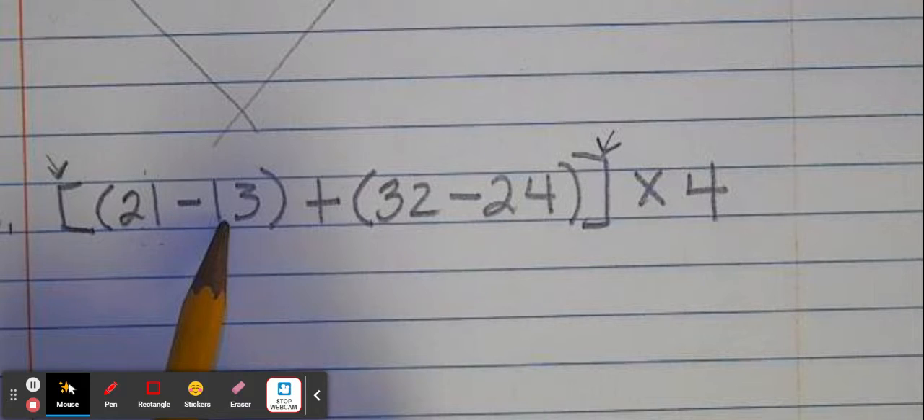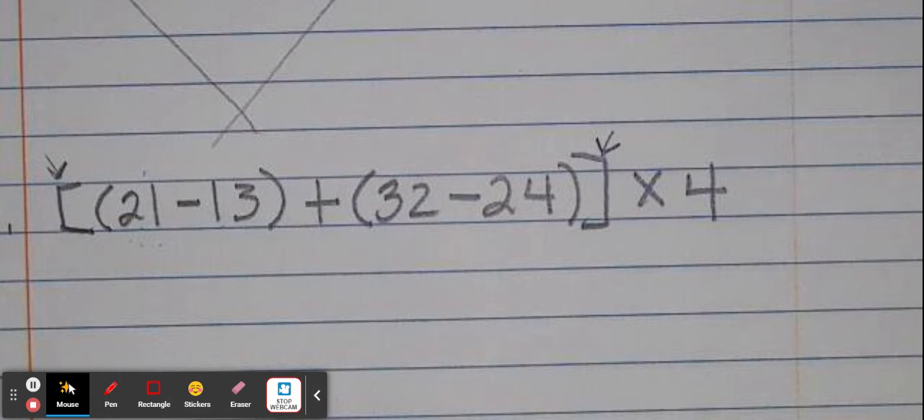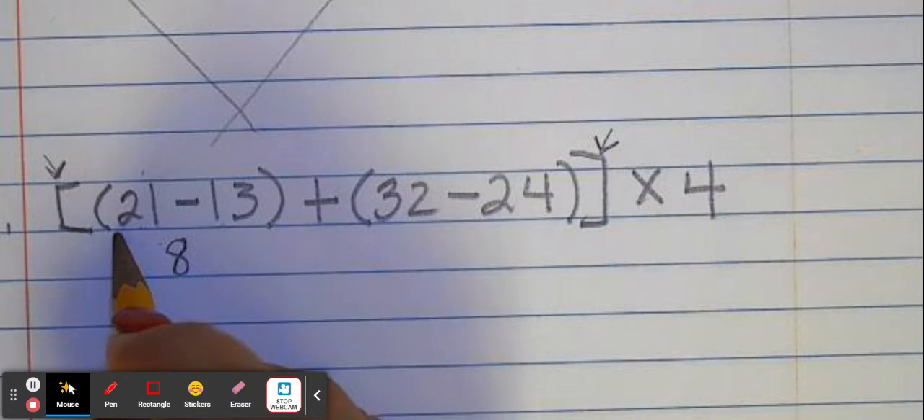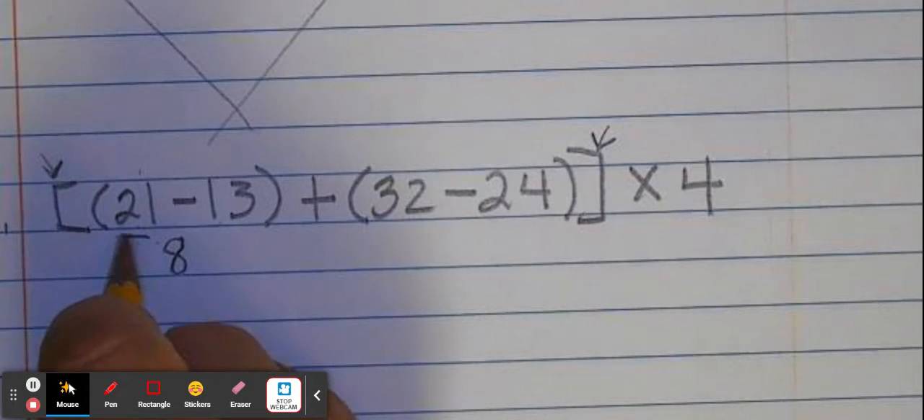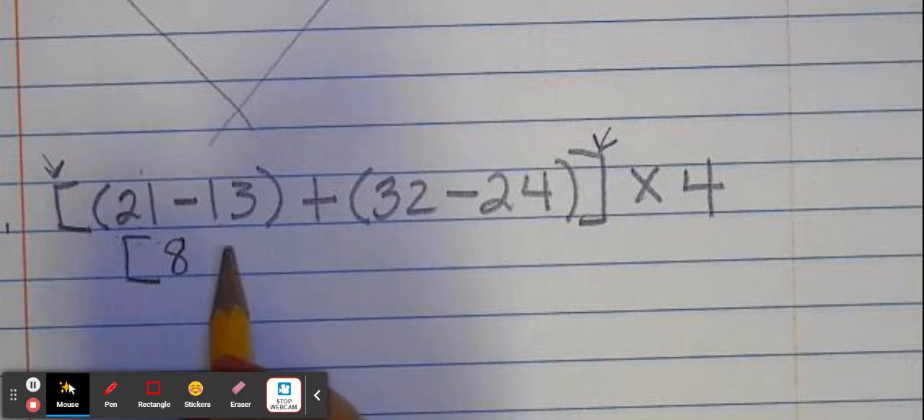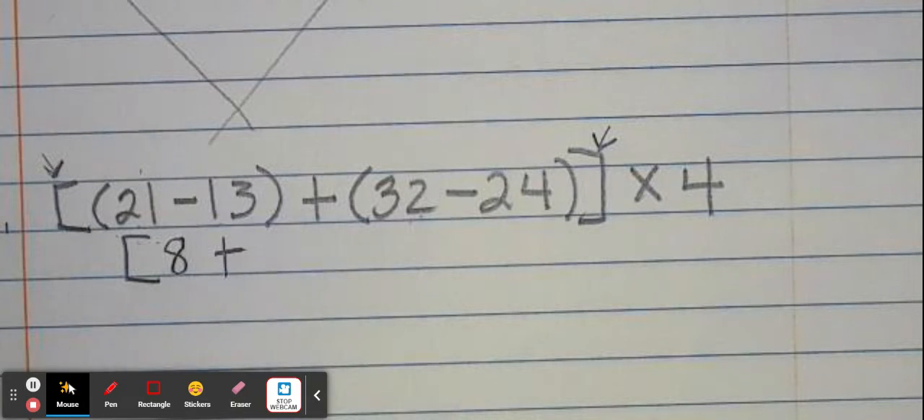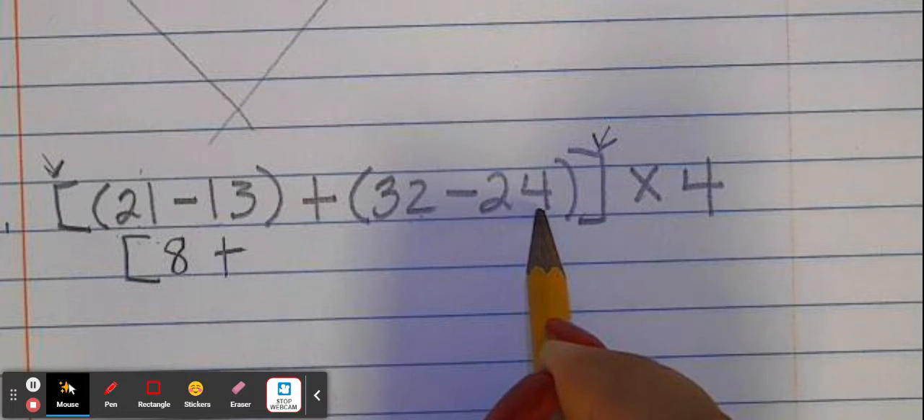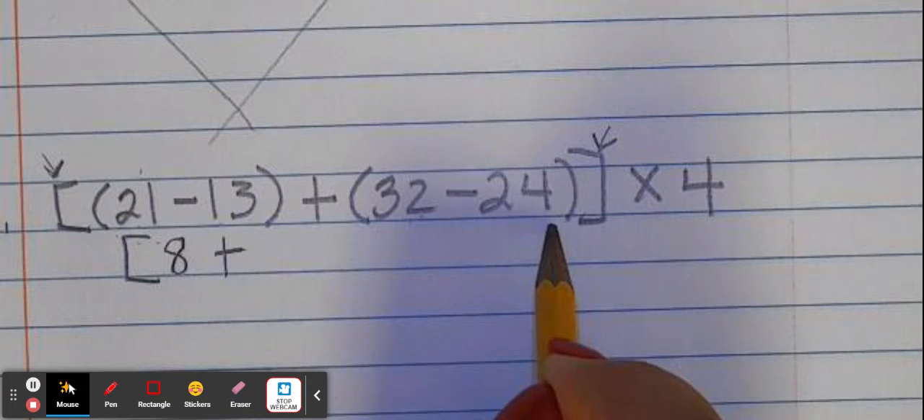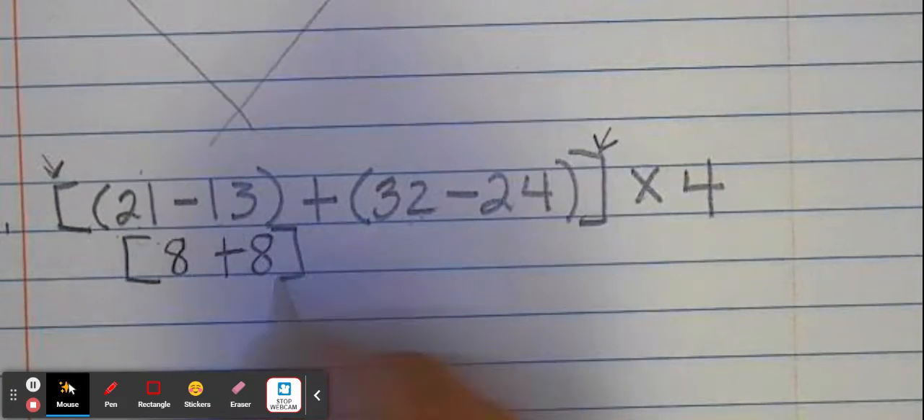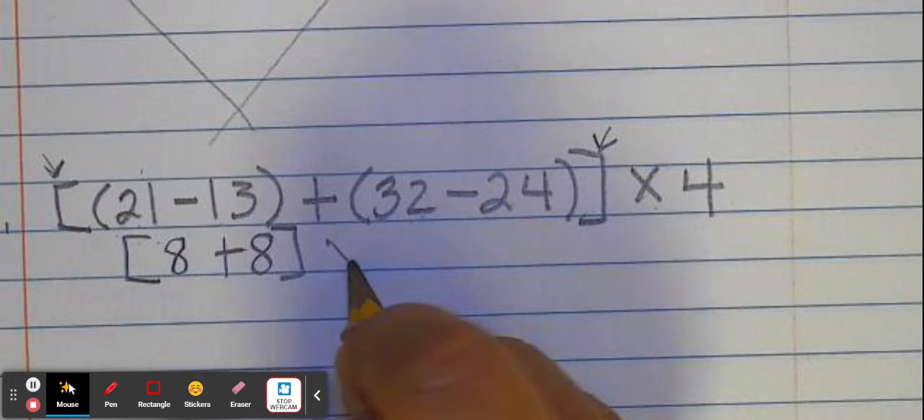So I have 21 minus 13. And what is 21 minus 13? Very good. It's going to be 8, because 13 plus 8 will give me 21. Bring down my bracket. I'm done with my parentheses, but if I wanted to put that around there, that's fine. Then I have plus. I'm going to have my other parentheses, 32 minus 24. And what is that? Okay, so if I add 6 more to it, it's 30. I'm too short, so it's 6, 7, 8. So the answer would be 8. I'm bringing down my bracket, and it's times 4 that I'm bringing down.